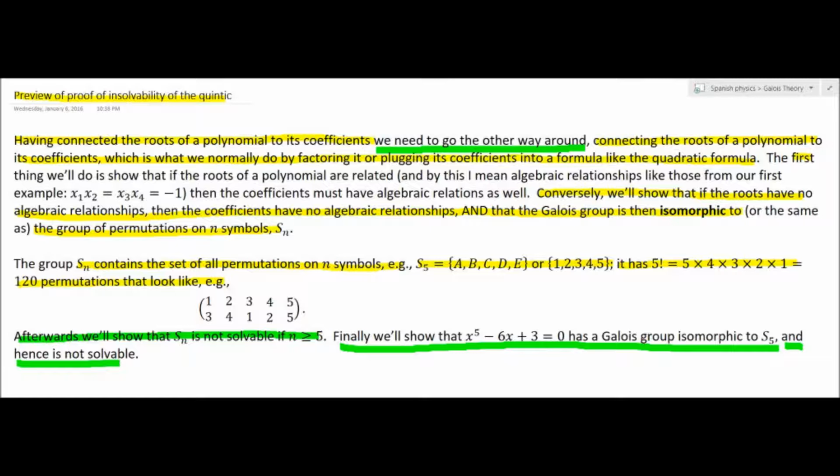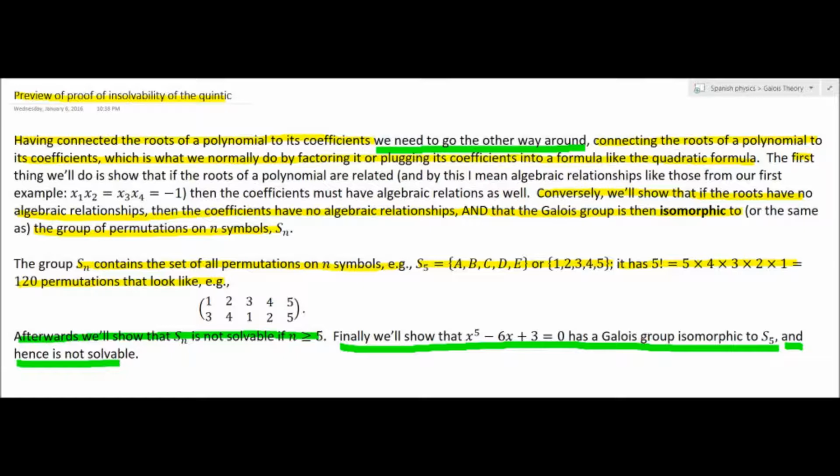So then I'm going to pick a specific example, x to the 5th minus 6x plus 3 equals 0. It's a quintic. And I'm going to show that its Galois group is the same as S5, and hence that it's not solvable. There is no way to connect the coefficients: 1 for x to the 5th, 0 for x to the 4th, 0 for x cubed, 0 for x squared, minus 6 for x, plus 3 for the constant. There's no way to combine those coefficients by addition, subtraction, multiplication, division, extraction of square roots, extraction of cube roots, to obtain the roots.